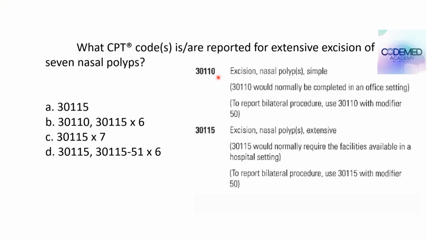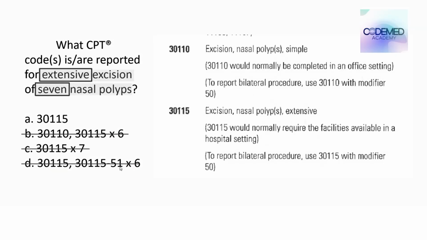Now the 30110 talks about the simple excision, and in our patient case it is extensive. So automatically we will delete option B. Now I told you that whether it is single or multiple, we'll be using this code only once. That eliminates option C also. And this is not the correct way to write the code. So remember that all these 3 codes are not the correct code, and let us finalize our answer. So our answer is 30115.